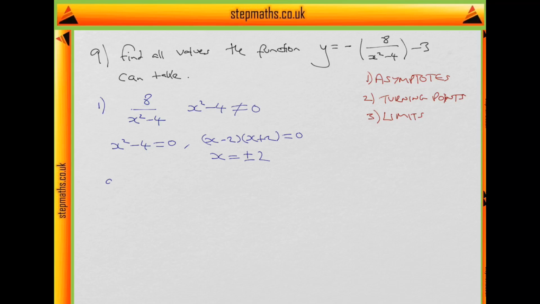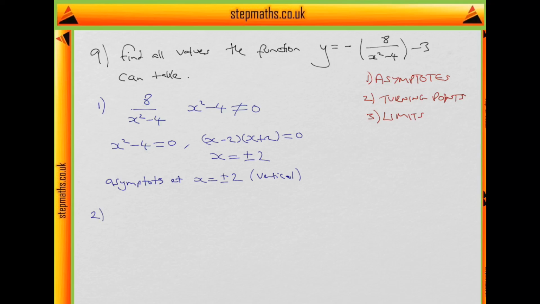So we're going to have an asymptote at x equals plus or minus 2. These are going to be vertical asymptotes. Okay, so let's do the turning points.